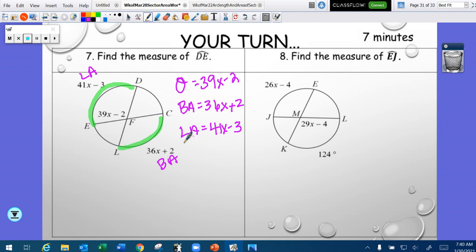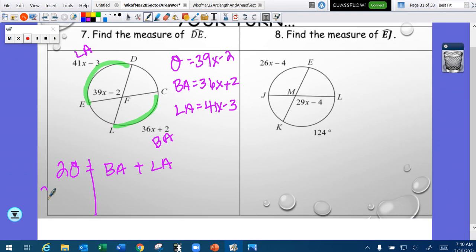And it does not matter which one you call BA and LA when the angle's inside. So 2 theta equals big arc plus little arc. And the reason why that works is because of the commutative property. Addition is commutative, but subtraction is not. Okay, so here we go: 2 times 39x minus 2 equals big arc 36x plus 2 plus little arc 41x minus 3.